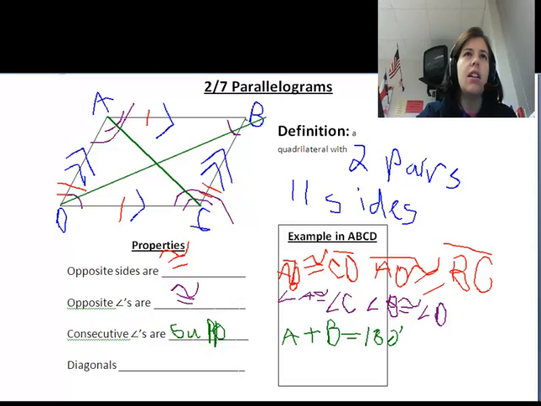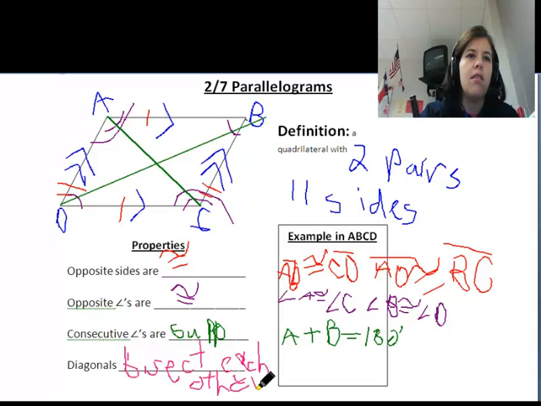I'm going to change colors here. Let me go to some pink. So, diagonals bisect each other. If they're bisecting each other, that means they're cutting each other in half. I know our picture gets a little bit crazy up here, but we're going to go ahead and mark that in our picture.